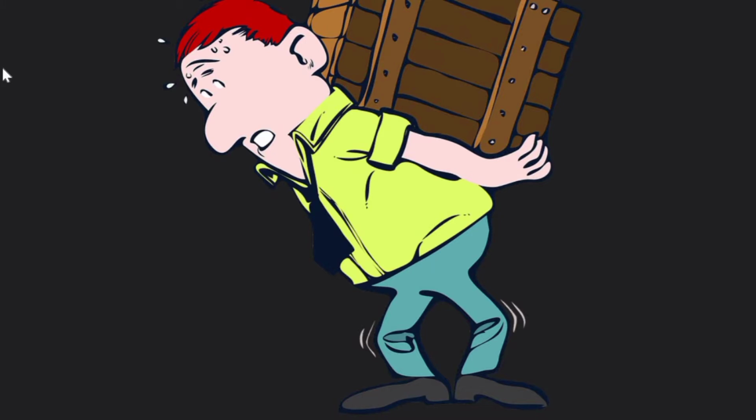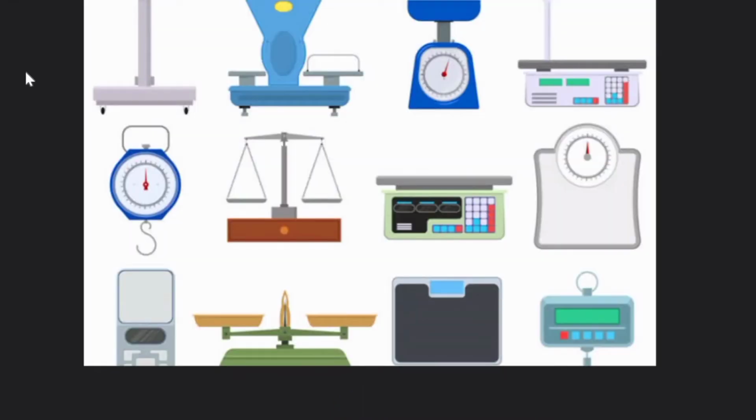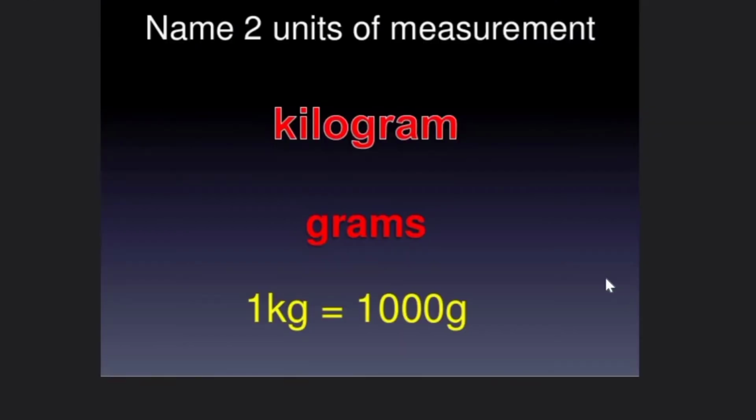When we lift things, we feel that some things are heavier than other things. We weigh things to find how heavy or light they are. Standard unit of weight is kilogram. To find the weight of light things, we use the smaller unit gram. 1 kilogram equal to 1000 gram. We weigh things on a balance.